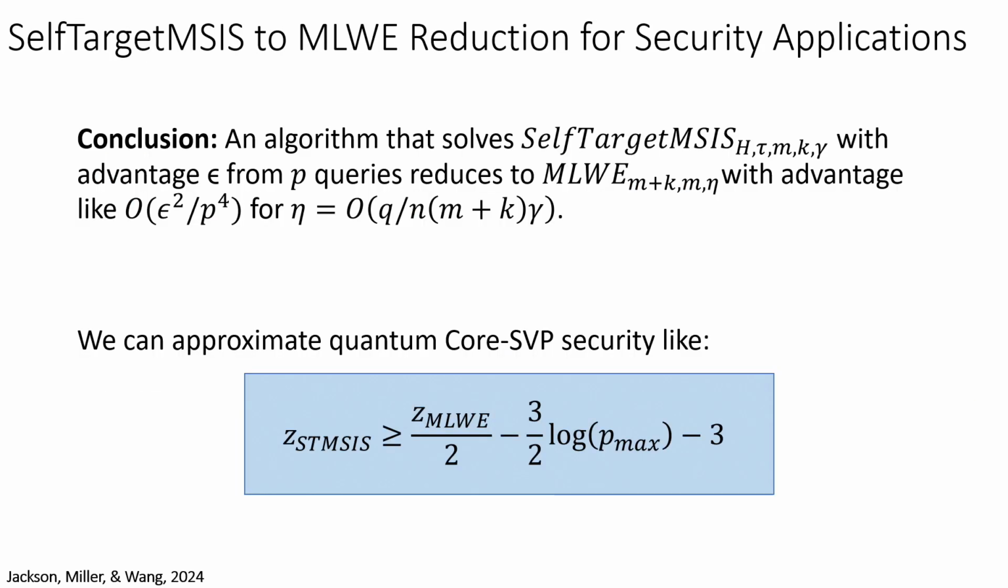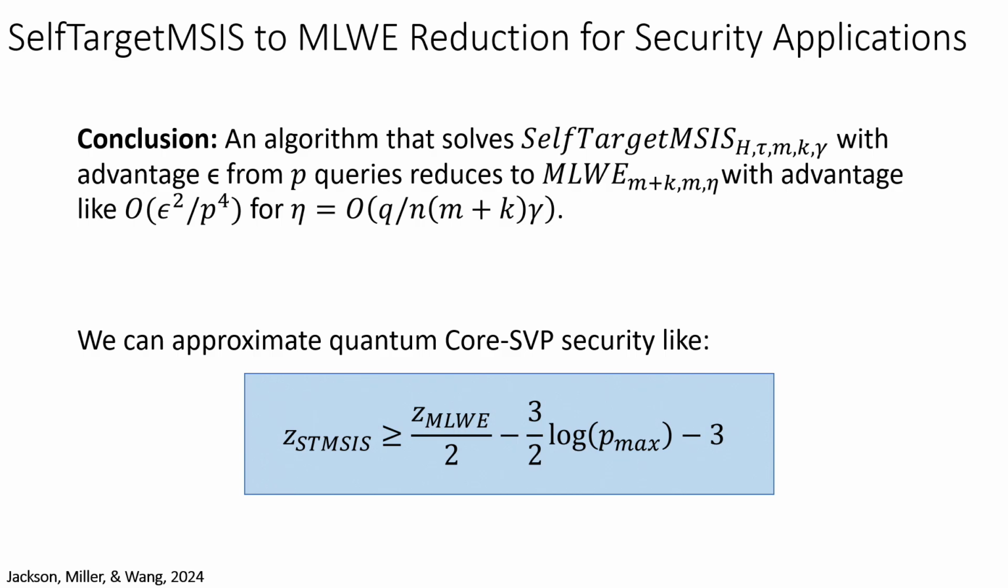So, stringing all of these steps together, we come up with the final results here. If there exists an algorithm, any polynomial quantum query quantum algorithm that solves self-target MSIS with non-negligible advantage after p queries, then there exists an algorithm that can solve MLWE with advantage like the initial advantage squared over the initial number of queries to the fourth, where MLWE uses a distribution that is uniform over S eta, for eta as shown. We can then discuss more concretely how this affects the parameters that would be recommended for Dilithium.